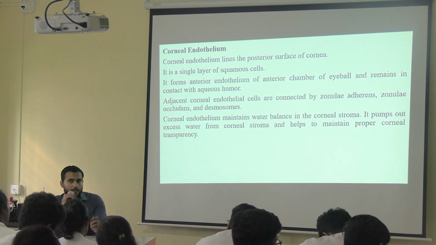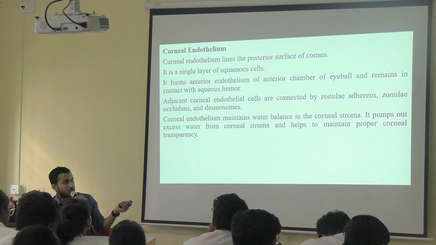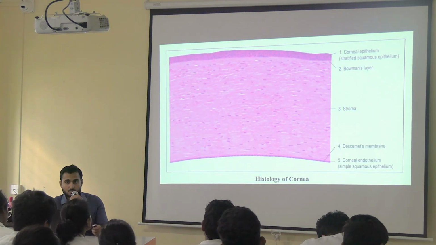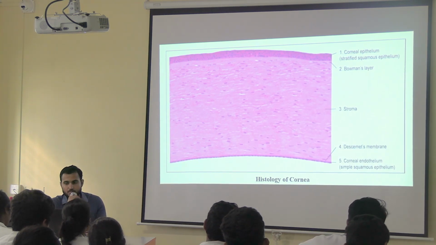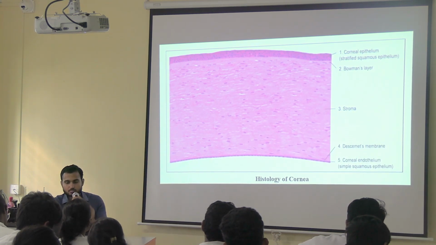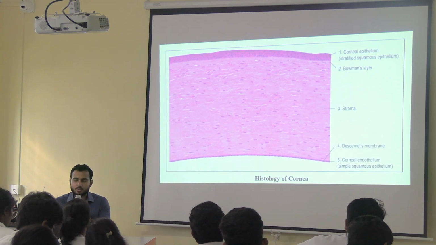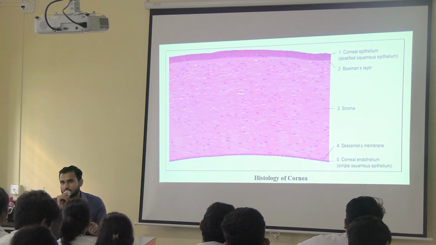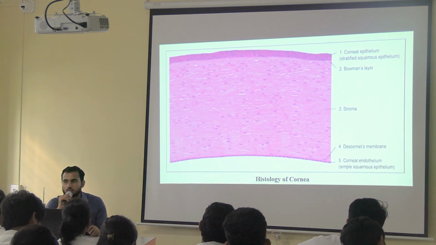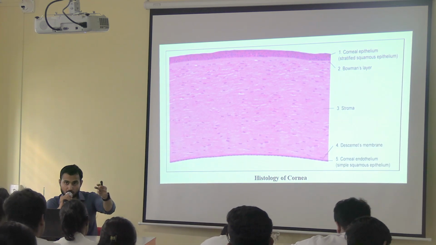Next, in the cornea part, this is the diagram. This diagram you have to draw in your practical notebook, showing the layers of the cornea. Okay, so that is all about the cornea. Next, the sclera is done, the cornea is done. What is next? Choroid, then ciliary body, then iris.